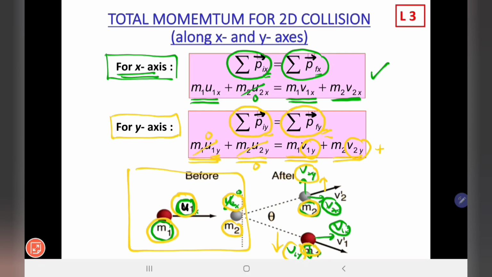Okay, for the substitution, this is the main equation for the y-axis. M1 U1y plus M2 U2y equals M1 V1y plus M2 V2y.